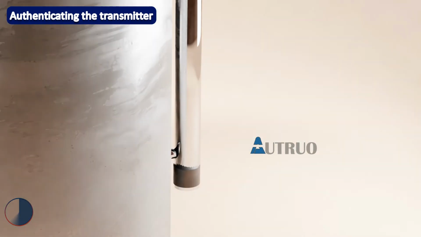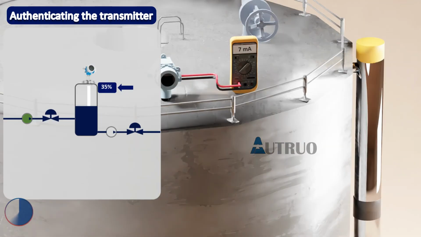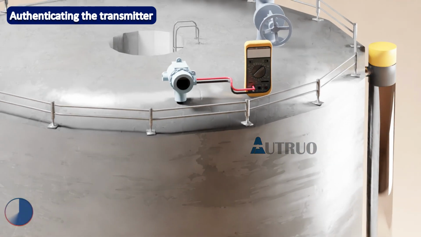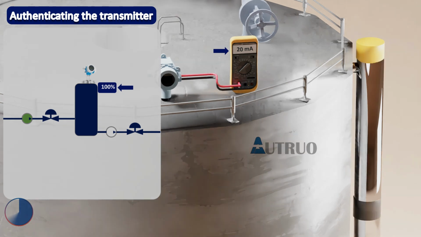At 0%, the HMI reading is also 0. Likewise, the current signal is 4 mA. At 35%, the HMI reading is also 35%, and the current signal is 7 mA. At 75%, the HMI is 75%, and the current signal is 15.1 mA. At 100%, which is the maximum level of the tank, the HMI is 100%, and the current signal is 20 mA.